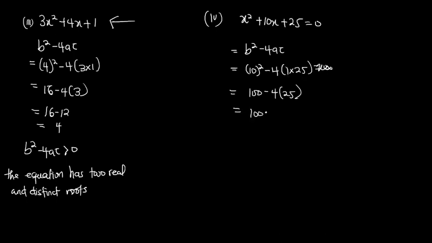So we have here 100 minus 4 multiplied by 25, which also gives us 100, and this is equal to 0. Now the fact that b squared minus 4ac is equal to 0 means the equation has one repeated root.